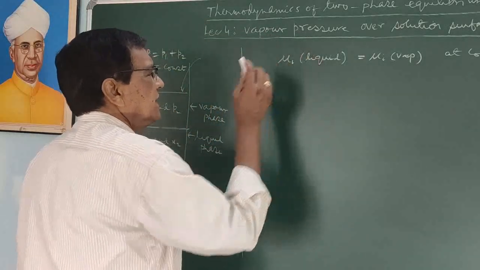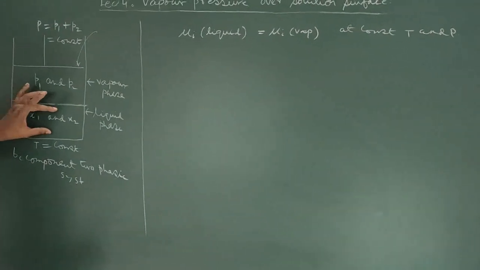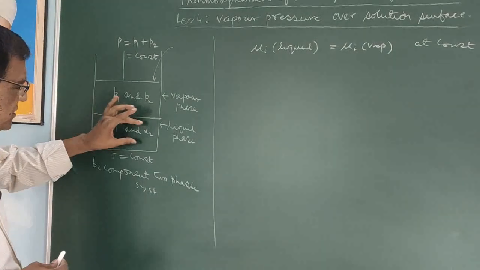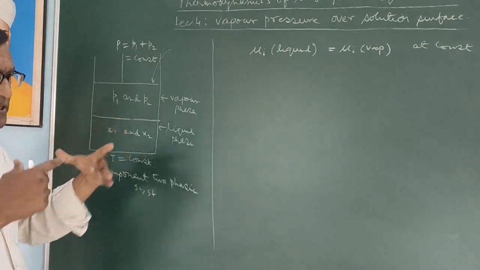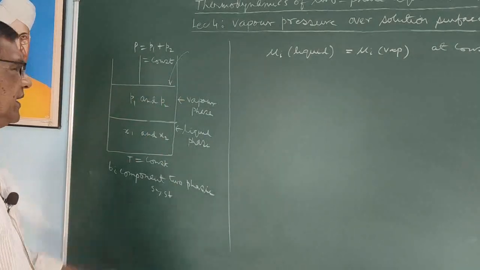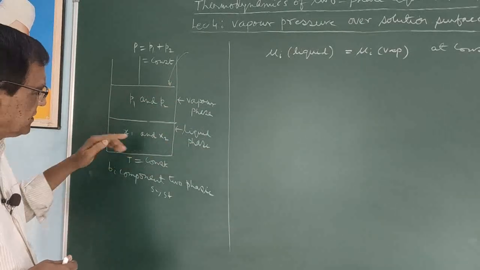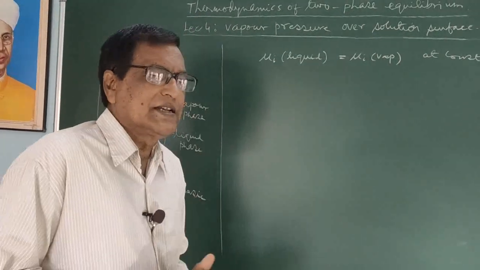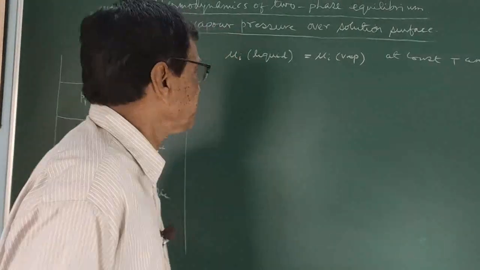Let us take the solution as a behaving solution. We do not put any restrictions on the solution. It may be ideal, may be non-ideal. But since the pressure is not very high, the vapor behaves as an ideal gas, while the liquid phase, which is the solution, may be ideal or non-ideal. We shall discuss later what happens when it is ideal and when it is non-ideal.